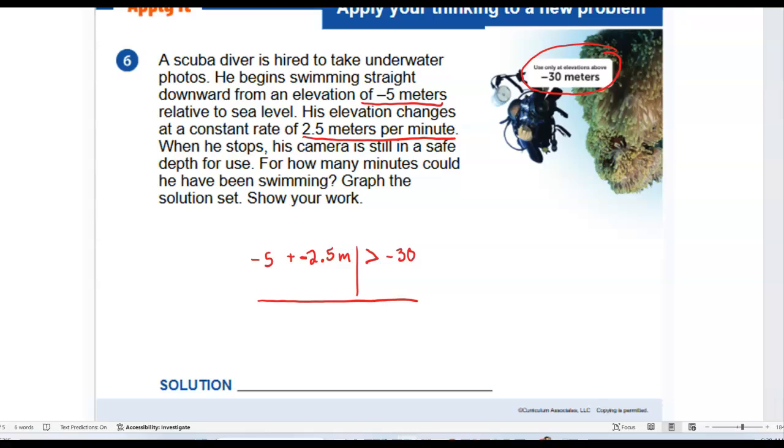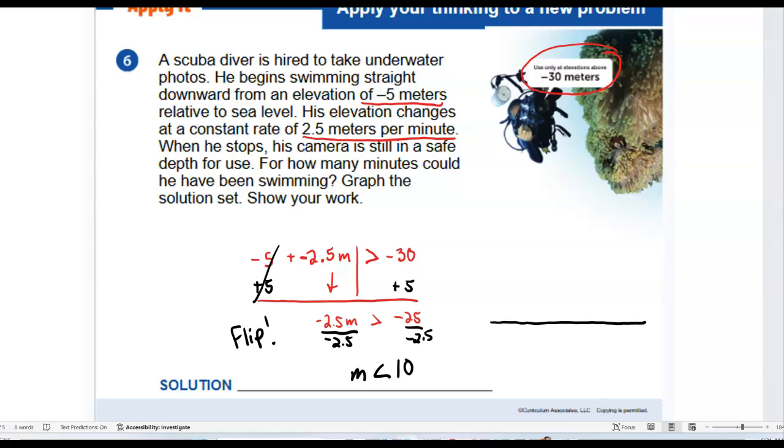Our first step, looks like we have addition here, right? But if I subtract 5, that's not going to make that 0. So I want to add 5 to both sides to make that 0. So those cancel out. I'm left with -2.5m is greater than -25, right? -30 plus 5 is -25. And then I'm going to divide by -2.5. Me saying that out loud should immediately say, oh, I need to flip the sign. Flip. 25 divided by -2.5, so m has to be less than 10 minutes.